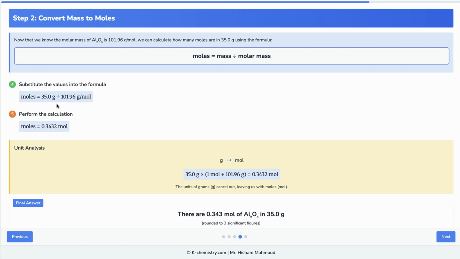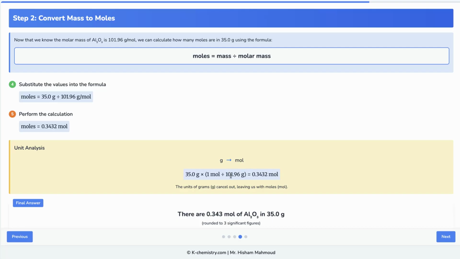Then I will divide the mass, 35, by the molar mass, and I'll get the number of moles, 0.3432 moles. So again, 35 grams, you can use dimensional analysis. So 35 grams multiplied by every mole has 101.96 grams, so I have 0.3432.